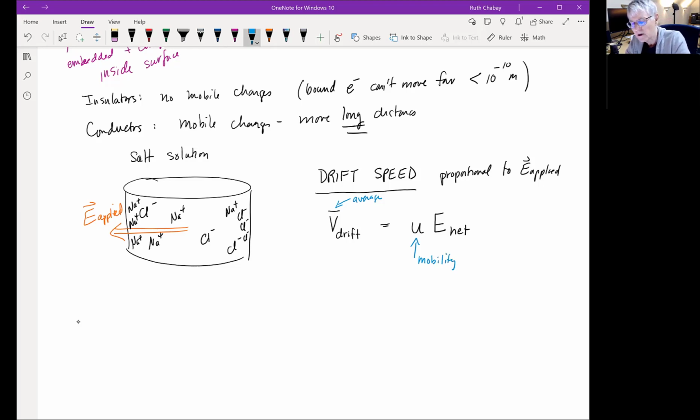And so if something's really big, like chloride ions are really big, and they probably have lots of water molecules surrounding them, they actually sort of feel more drag. So their mobility would probably be less than the mobility of sodium ions, which are smaller. So different circumstances create different mobilities. Now let's see what the units of this have to be. So this is going to be meters per second. Net electric field has units of newtons per coulomb. So the mobility actually has to have units of meters per second per newton per coulomb.